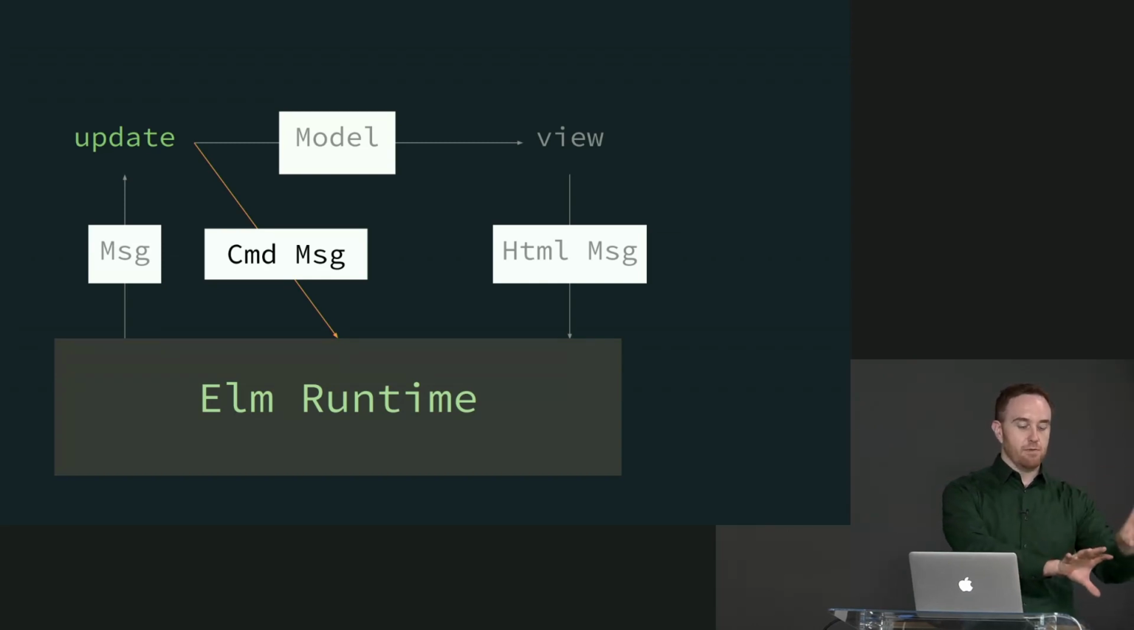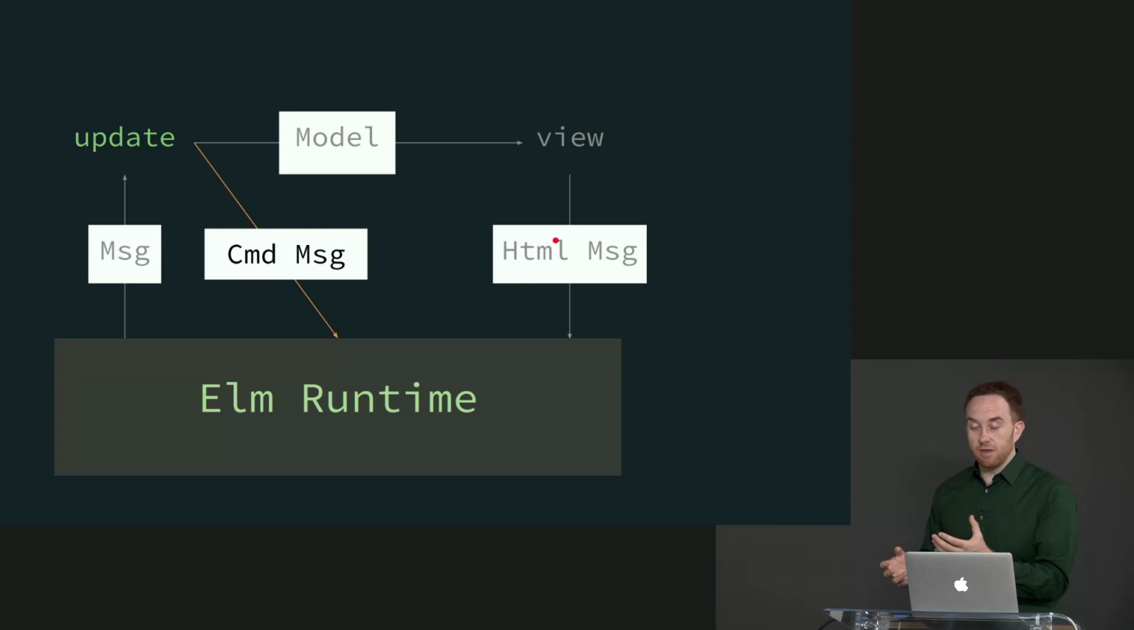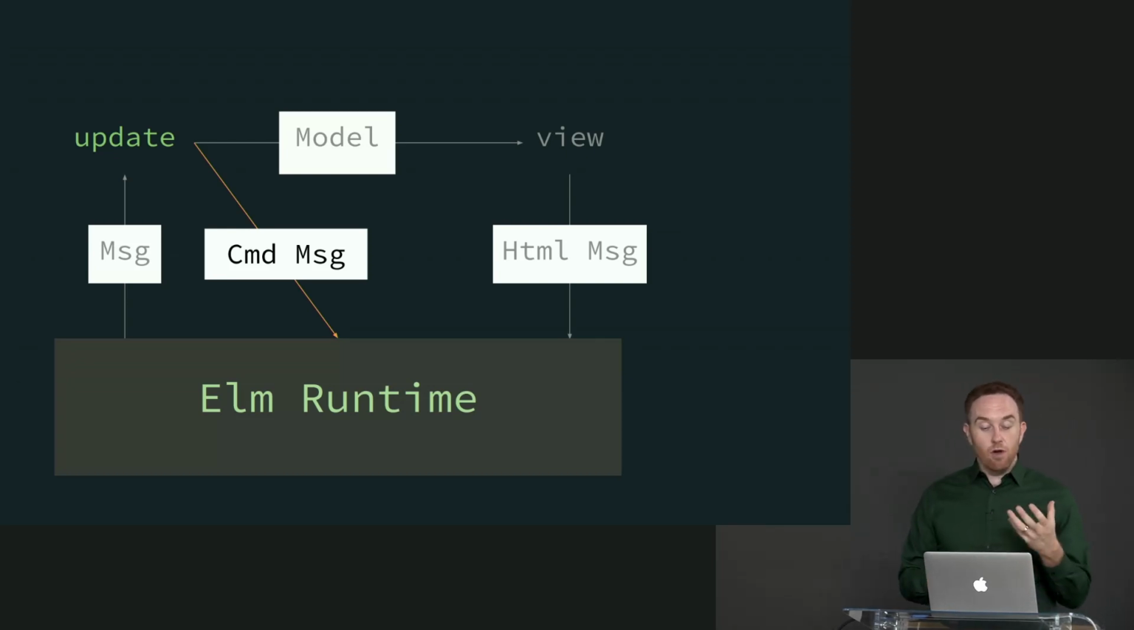And when update returns, now it's going to return a tuple of the model, so just like before, it's still returning the new model, as well as, optionally, some commands to run. The runtime is going to say, okay, I know what to do with the new model, do the same thing as before, pass it to view, continue that cycle, but also I'm going to look at this command you gave me, and the command's going to tell me possibly to do something. What we're building up to is using it for HTTP requests, but in this case, we will also use it for randomness.